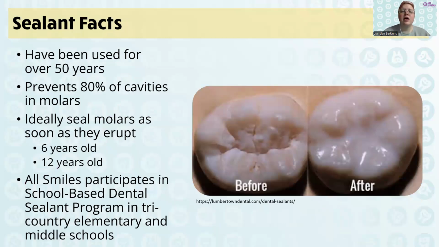Another thing that we provide at All Smiles are sealants. That's just another form of protection, specifically in the permanent molars in the back because they have so many grooves. It's very easy to get food stuck in there, bacteria stuck in there, and then cavities can form very easily. So we put sealants, which is just a material on top of the tooth, and it can prevent about 80% of cavities in the molars. And for All Smiles, we go into elementary and middle schools to seal those permanent molars as they come in at about 6 years old and about 12 years old.